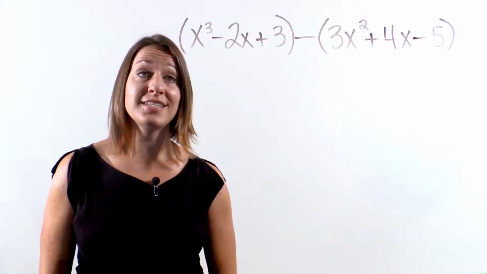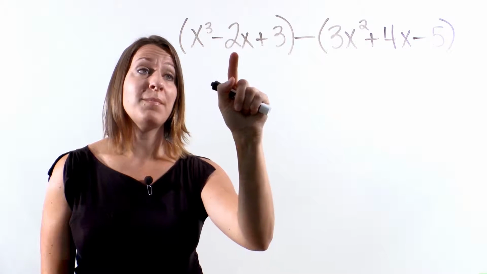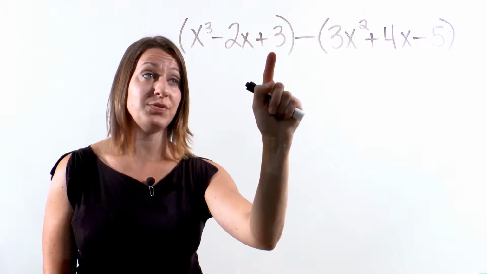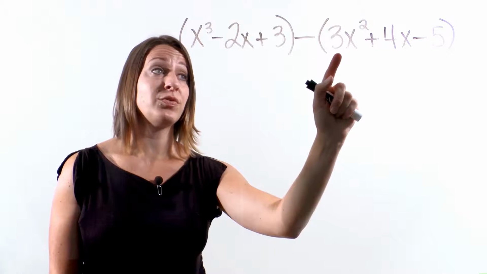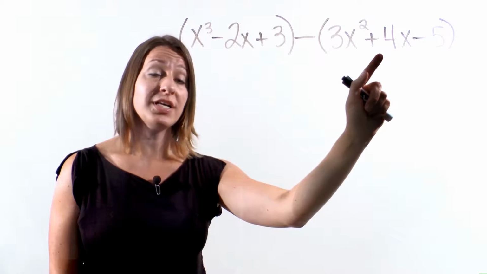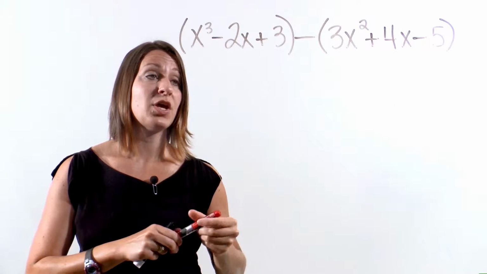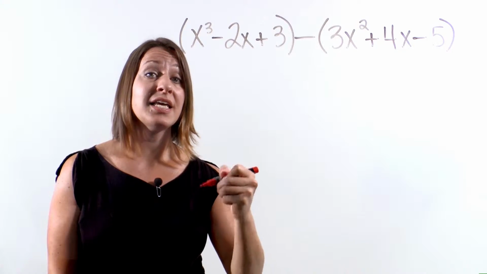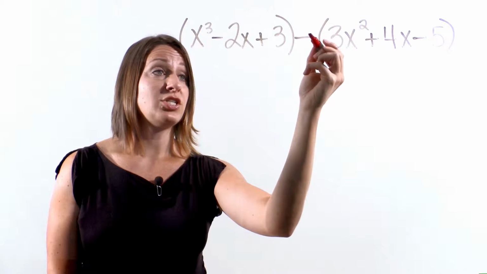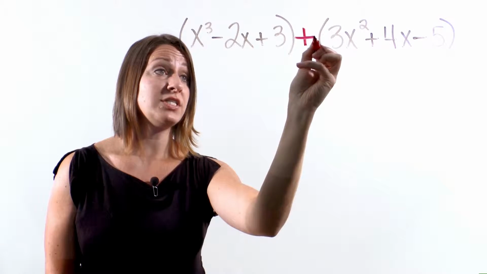Okay, let's look at our last example. We have the trinomial x cubed minus 2x plus 3 minus the trinomial 3x squared plus 4x minus 5. We're going to apply the same rule as with subtracting integers. We're going to add the opposite. We're going to change this subtraction sign to an addition sign.